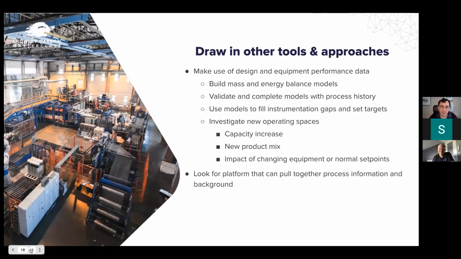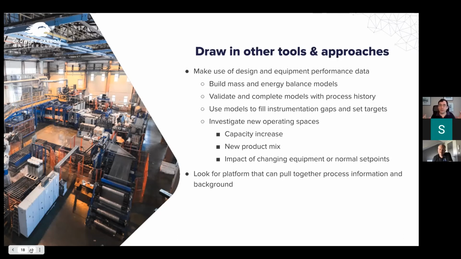The other thing to mention at this point is, as I said earlier on, there's more than one way to do it. So not only are we advocating that you collect the data, you clean it up, and you put it together in a good, solid format, but if you do that, you can also start drawing into that knowledge base the other information that you have about your process. So some of the design data, what your original mass and energy balance was, what your performance of your individual pieces of equipment are, your fan curves, your compressor capabilities.